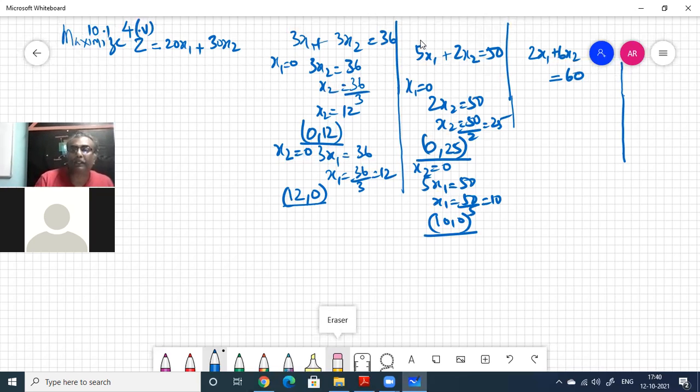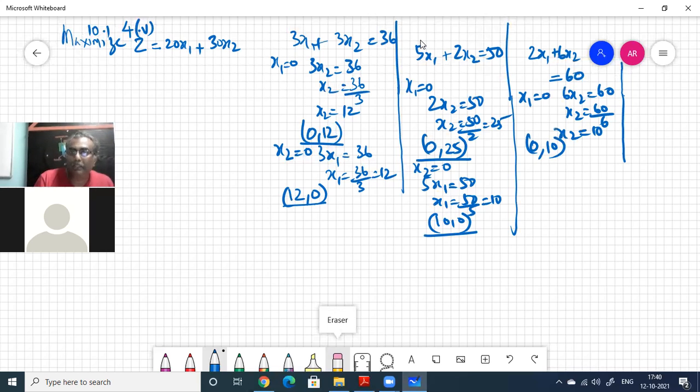10, 0 here. Now let us go to the third one and put x1 equal to 0, get the 2 points. 2x1 becomes 0. 6x2 becomes 60. x2 is equal to 60 by 6, that is equal to 10. x2 is equal to 10. So first point is x1 is 0, x2 is 10.